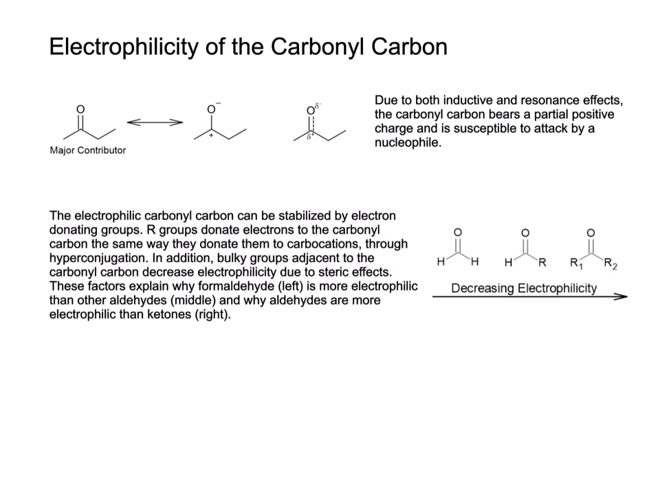When we compare different aldehydes to different ketones, we can also discuss how they affect the electrophilicity of that carbon. That carbon can be stabilized by electron-donating groups, and we've encountered R groups before. They donate electrons to the carbonyl carbon the same way they donate them to carbocations through hyperconjugation. In addition, bulky groups adjacent to the carbonyl carbon decrease electrophilicity due to steric effects. In other words, they crowd it and prevent it from being attacked by a nucleophile.